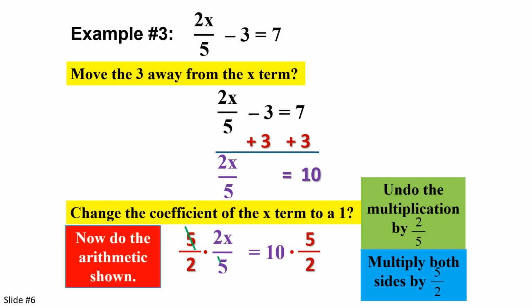And then we get to do the arithmetic shown. The 5's cancel, the 2's cancel. So we have 1x equals 50 over 2, which reduces to 25. And we don't normally show the coefficient of 1. So x equals 25.